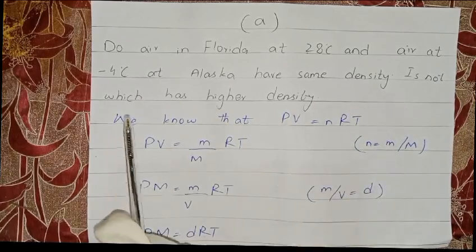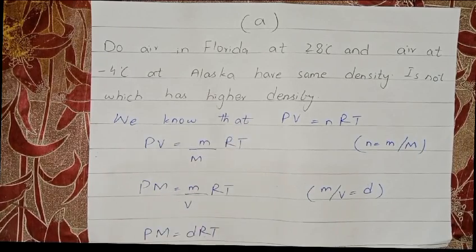It is not. Which has higher density? In this question they ask, do the air in Florida at 28 centigrade and air at Alaska at -4 centigrade have the same densities? Then tell the reason why they do not have the same density and which area's air particles have the higher density. We know that PV is equal to nRT.